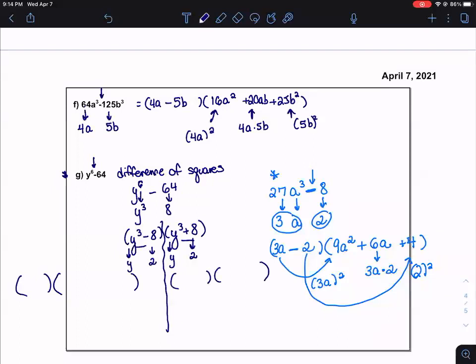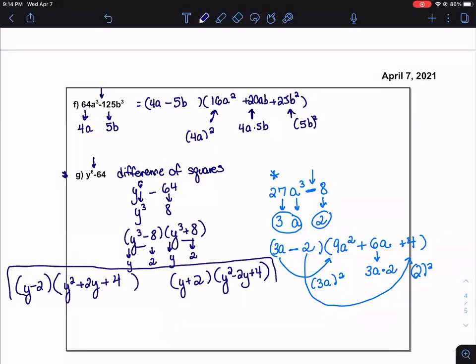Okay. So I'm going to get y minus 2, y squared plus 2y plus 4 when I do all my magic. And then for this one, I'm just going to get the same thing, but it'll be y plus 2, y squared minus 2y plus 4. So the final answer here would be all 4 of these factors.